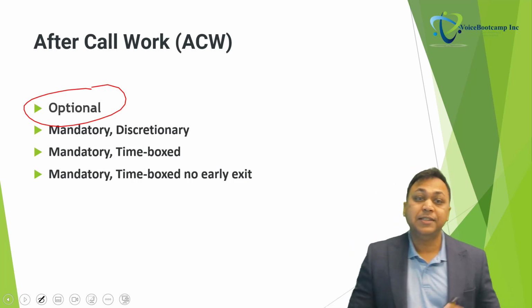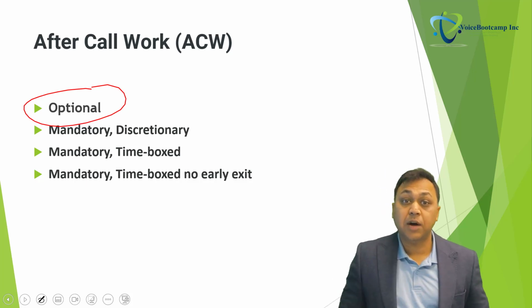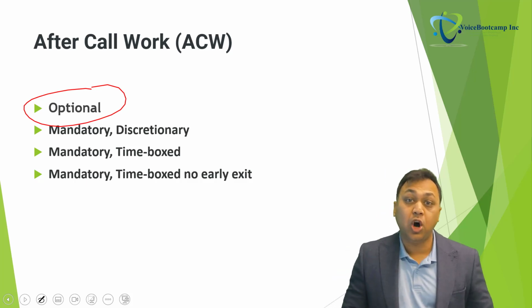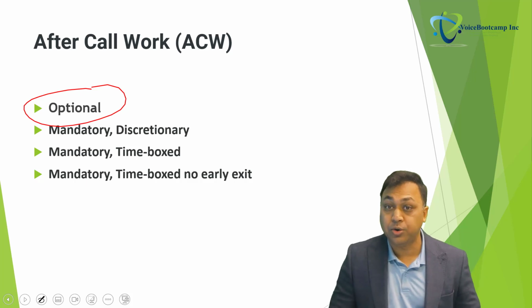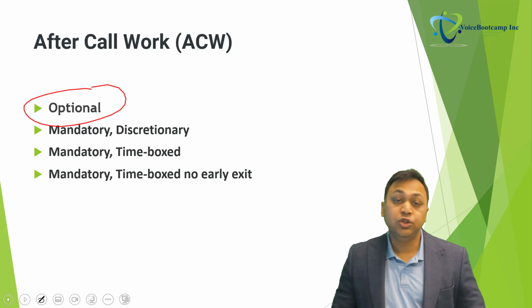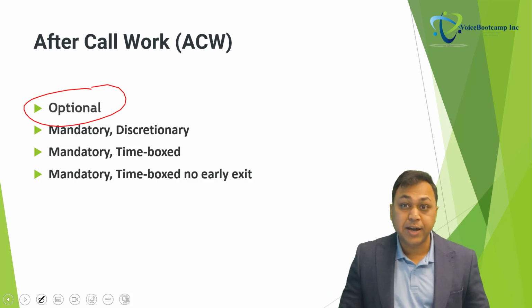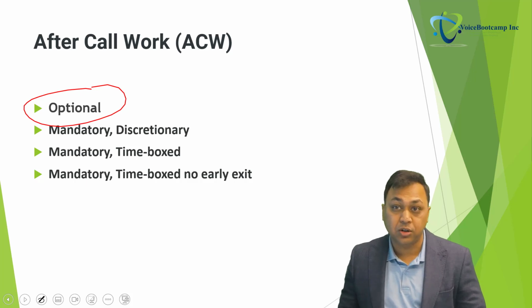Optional basically gives the agent an option to choose. Choosing this option basically allows the agent to opt out of selecting a wrap-up code after a call. The optional ACW feature is useful if your organization does not really use wrap-up codes and your agents do not need it after the call work time.